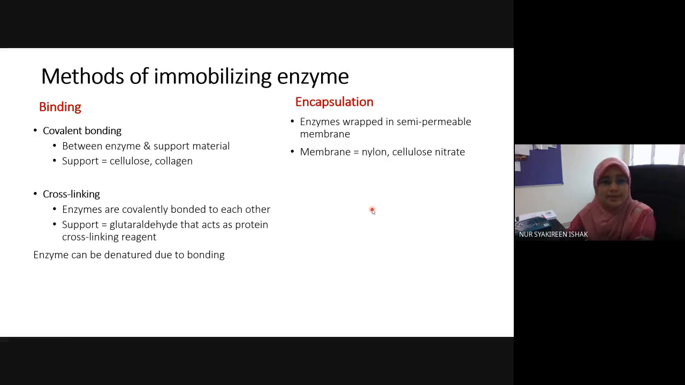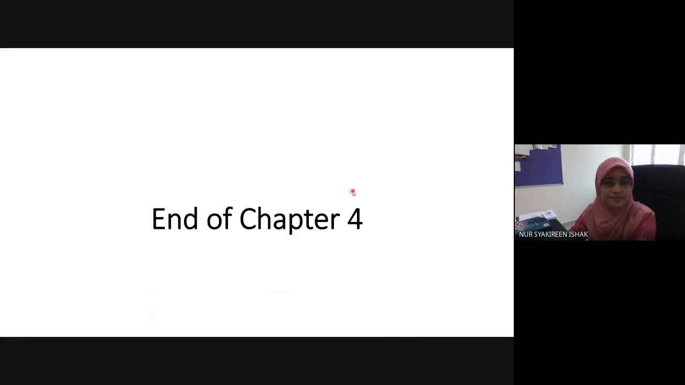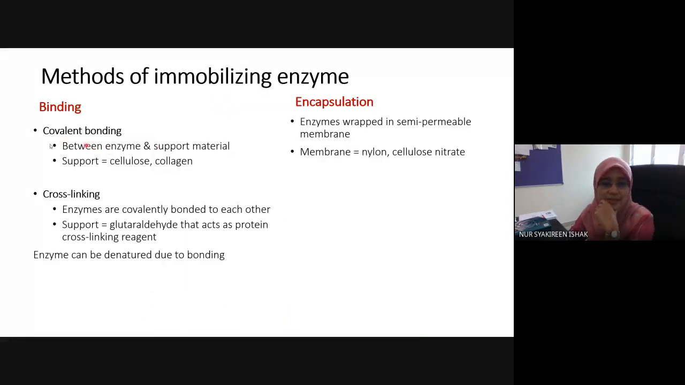So the next example is binding. Binding or covalent bonding, let's look at this first. Binding and also the other one is encapsulation. So in binding, you can have two types, covalent bonding and also cross-linking. Covalent bonding is similar to adsorption, but the interaction between the support and the enzyme is through the formation of a covalent bond. Adsorption is through the formation of a weak bond. Remember? Adsorption, between the enzyme and the support, is through weak bond. Covalent bonding is through covalent bond, between the enzyme and the support material, and the support is made up of cellulose or collagen.